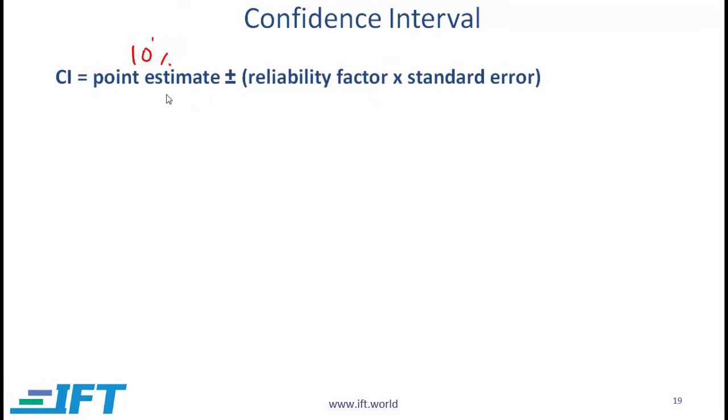We've already talked about the point estimate. Now we are going to understand reliability factor and standard error. Standard error, as we've discussed before, is given by sigma over root n. Sigma is the standard deviation of the population. N is your sample size. So in our example, let's say sigma is equal to 3, and let's say that we pick a sample of size 100, then sigma over root n is going to be 3 over root of 100, which is 0.3.